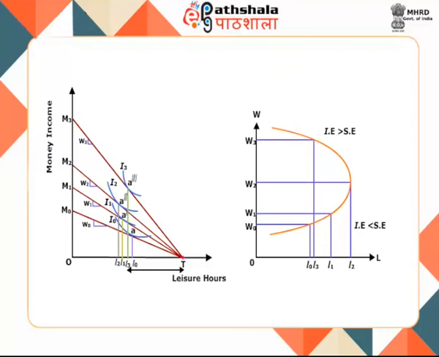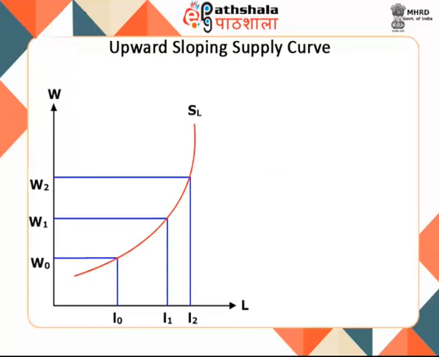If we join all the tangency points A dash, A double dash, and A triple dash, we can obtain a curve denoted as LL, which mirrors the labor supply curve SL from the wage rate W0 to W2. Although both the individual as well as the market labor supply curve may have a backward bending shape, in general the market supply curve of labor appears as upward rising in the long run.